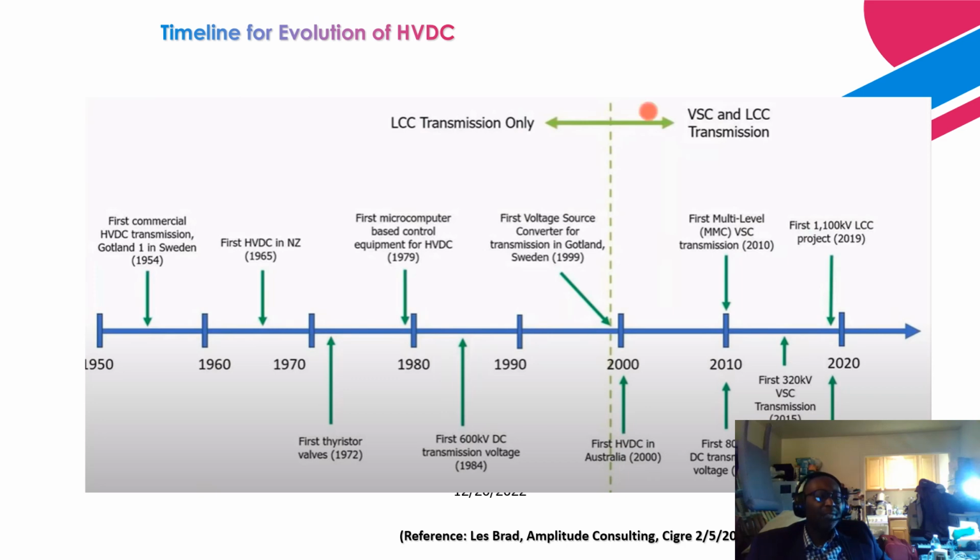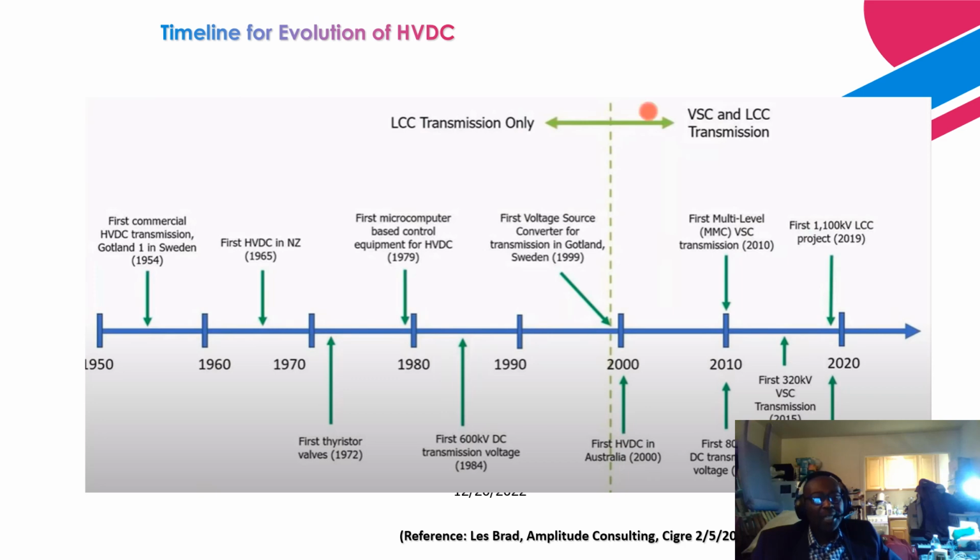So in 1954, the first HVDC transmission went into commercial operation, and this utilizes a mercury valve technology. Then in 1965, another mercury valve technology was installed in New Zealand. Then in 1972, the first thyristor valve was installed, that is the Nelson River. I think that's quite close to the New England area and Canada.